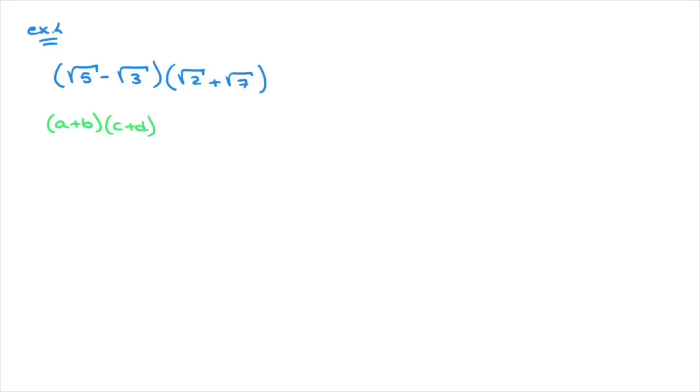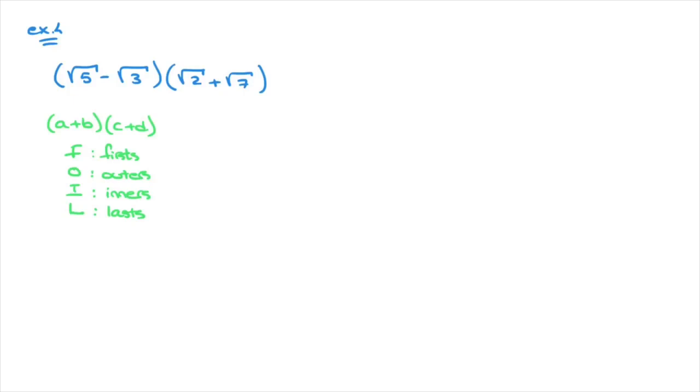And many of you may have heard of the method FOIL, where the F stands for the firsts, the O stands for the outers, the I stands for the inners, and the L stands for the lasts. If you haven't seen that before, don't worry, the method's going to be explained right now.